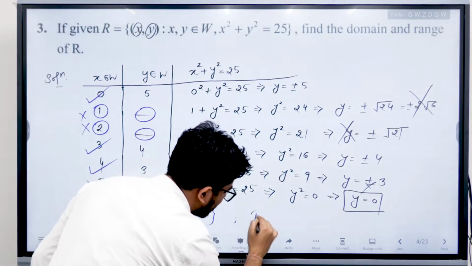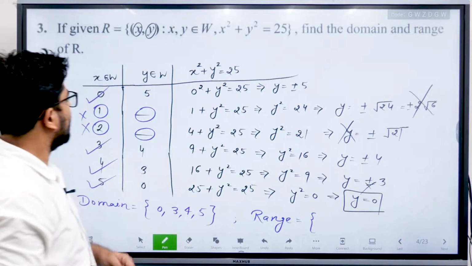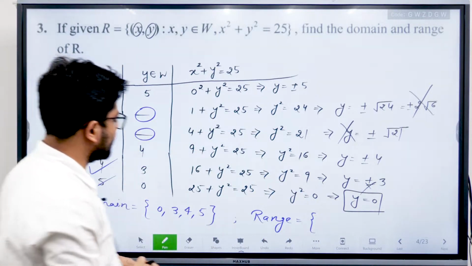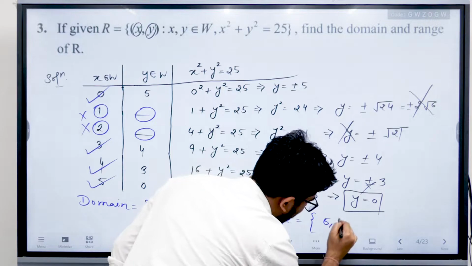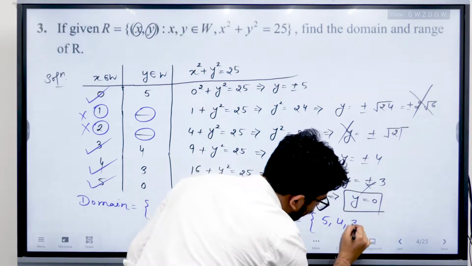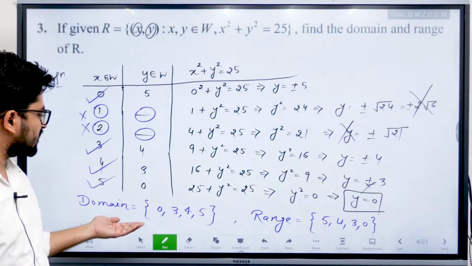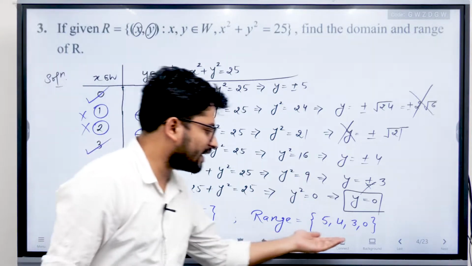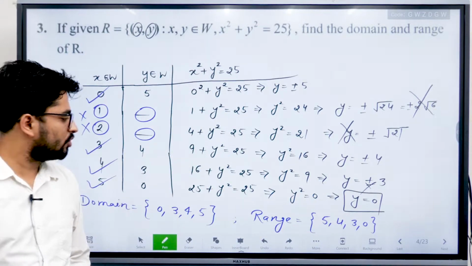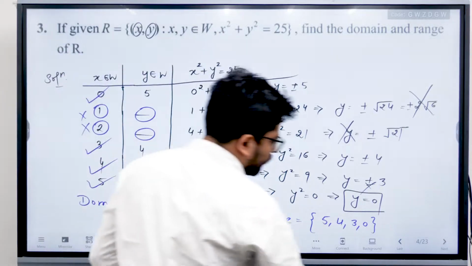Similarly, range is the collection of all the possible values of y, and these are 5, 4, 3 and 0. So the domain for this relation is 0, 3, 4, 5 and the range is 0, 3, 4, 5. Both are the same for this particular relation. Okay, now let's move to the next one.